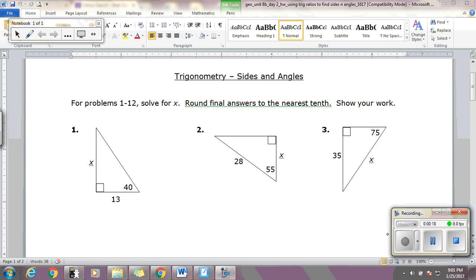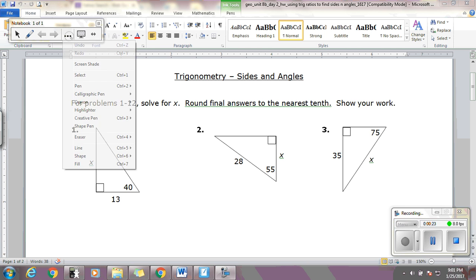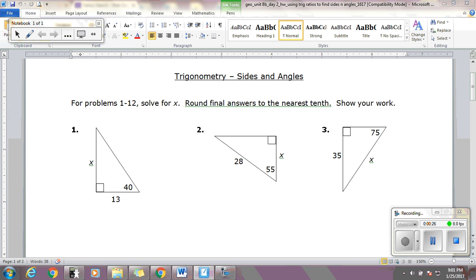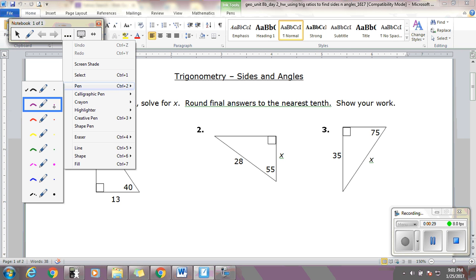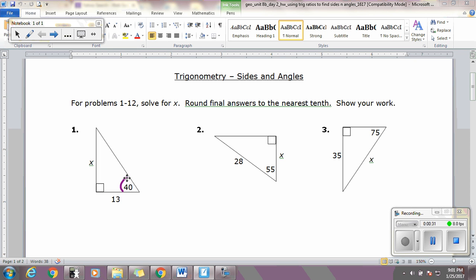We're looking for x. On number 1, x represents a side. So our reference angle in this one is 40 degrees. In relation to that angle, x is the opposite side, and 13 is the adjacent side. So because I have opposite and adjacent, I can use the tangent function. So tangent of 40 degrees is equal to x over 13.